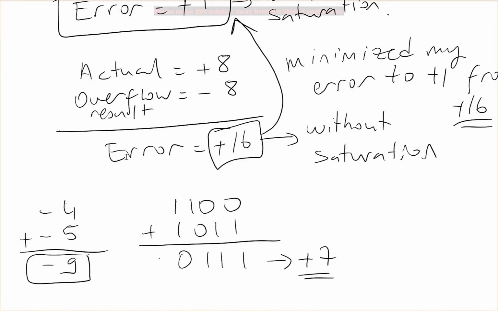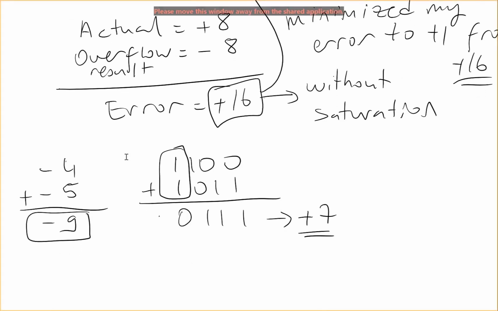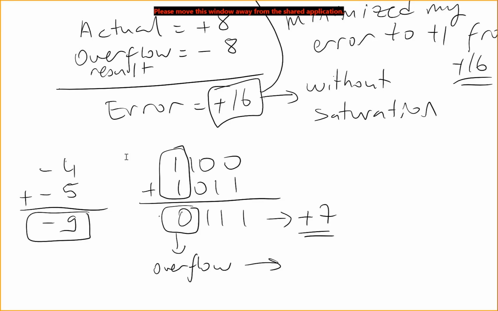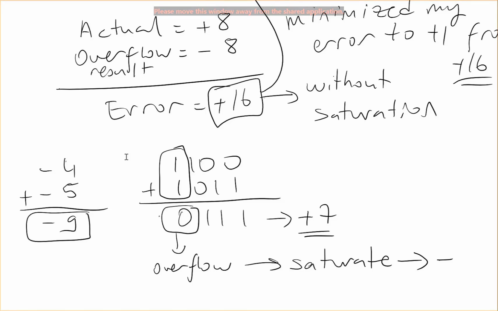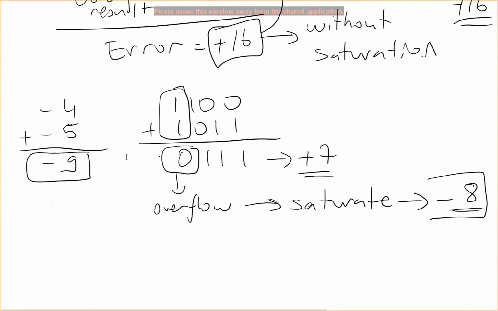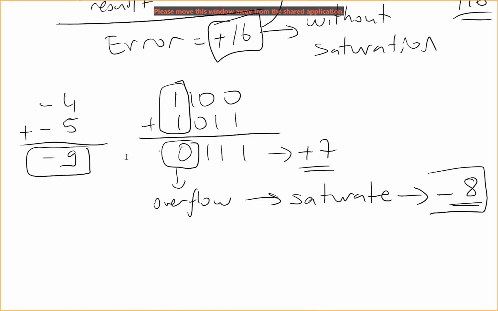This is without saturation, right? And I know I added two negative numbers and I got a positive number, so I know there's an overflow. The best I can do is saturate it. In this case, because I am adding two negative numbers, I need to saturate it to minus 8, right? This is the best I can do, because if you add two negative numbers, the result should be negative, and the lowest number that I can represent in negative is minus 8.